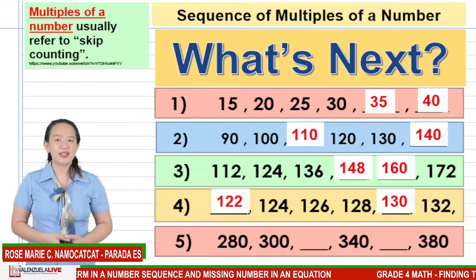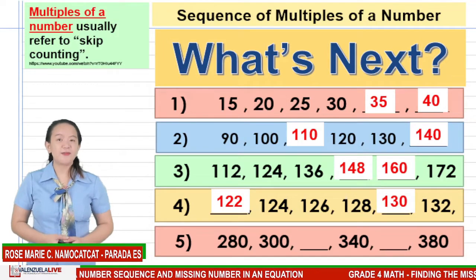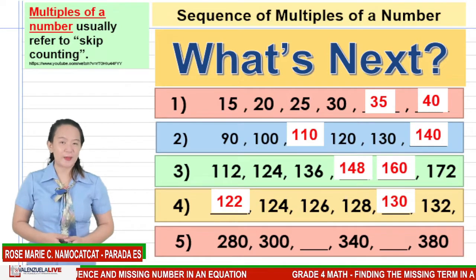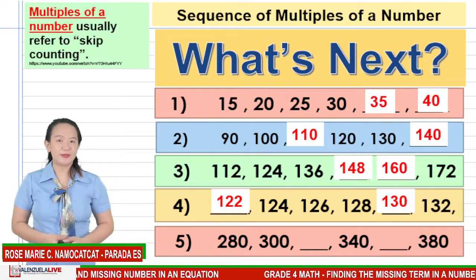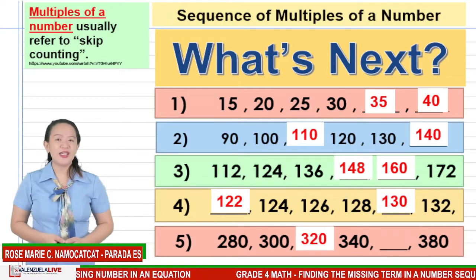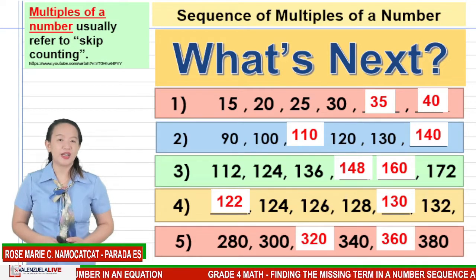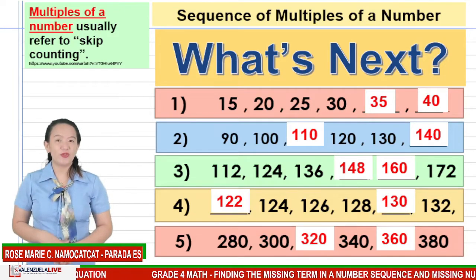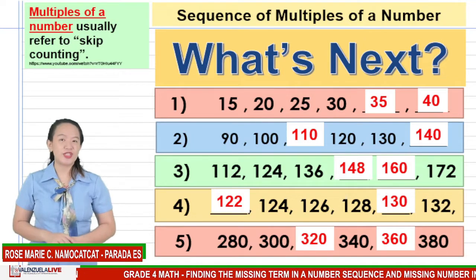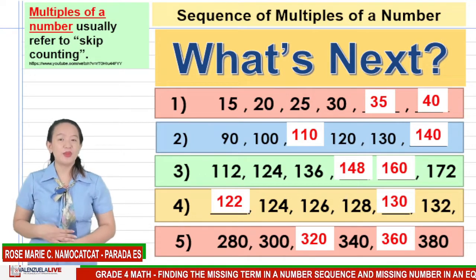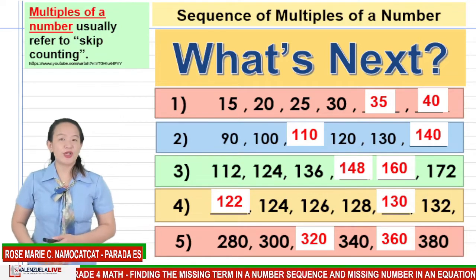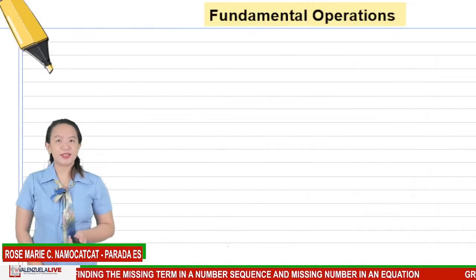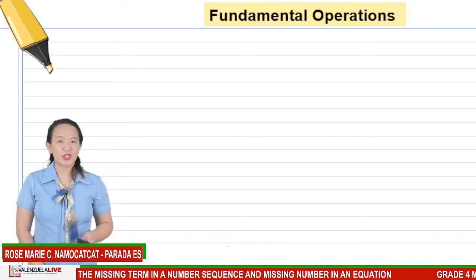Great. Last, number 5: 280, 300, what will be the next? 340. What will be the next number again? And then 380. Great, it will be 320 followed by 360. So as you can see in number 5, we are in the multiples of 20. We can say that multiples of a number is just like skip counting. Next, let's have some fundamental operations.